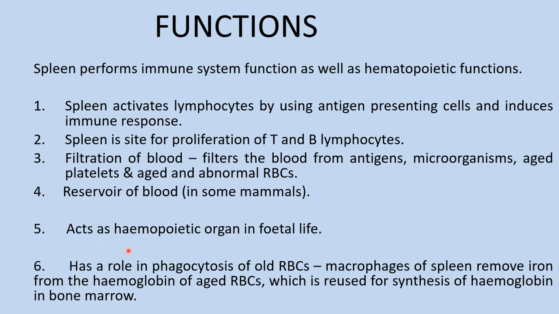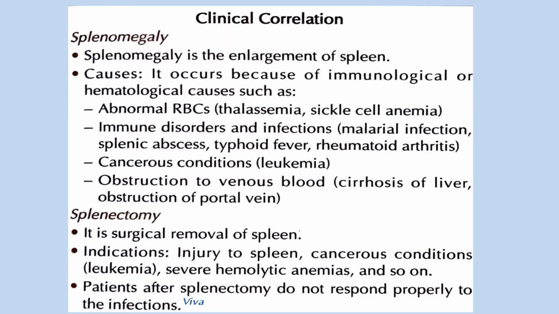It acts as a hemopoietic organ in fetal life. It has a role in phagocytosis of old RBCs. Macrophages of the spleen remove iron from the hemoglobin of the aged RBCs, which is reused for the synthesis of hemoglobin in bone marrow. Let us talk about some clinical conditions associated with the spleen.